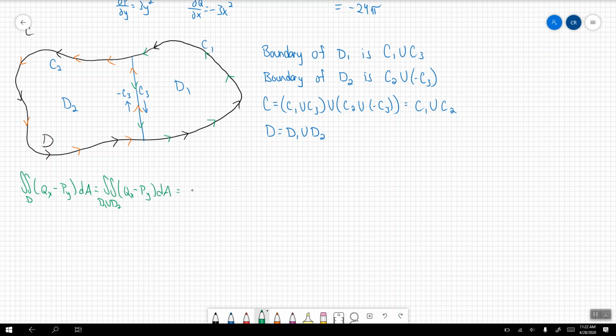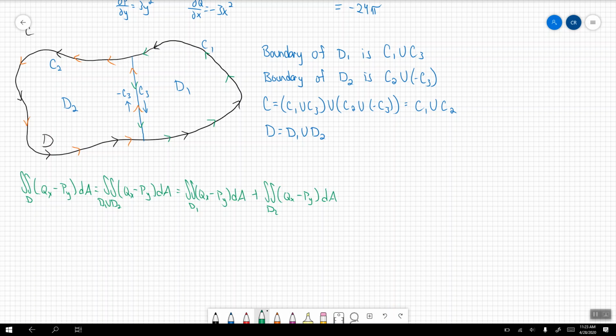But then this is just the double integral over the first region, like such, plus the double integral over region 2 for Qx minus P sub Y dA. There we are.